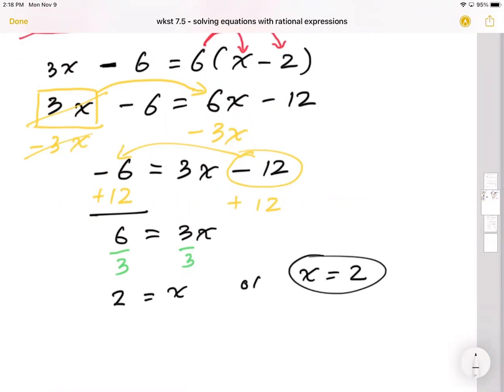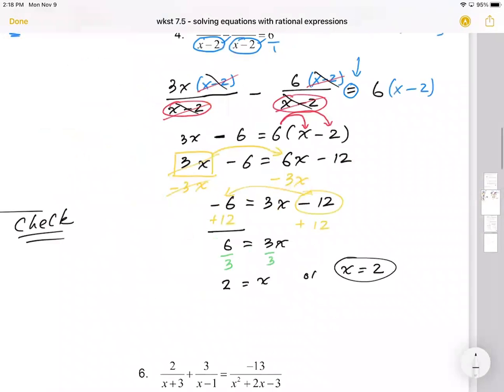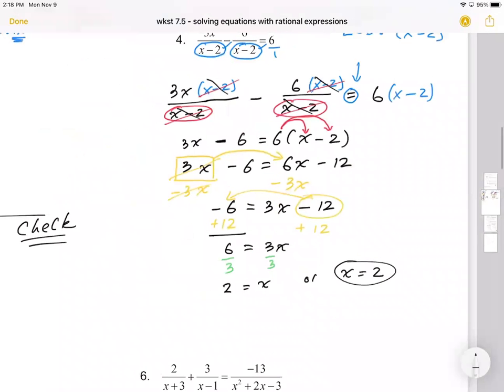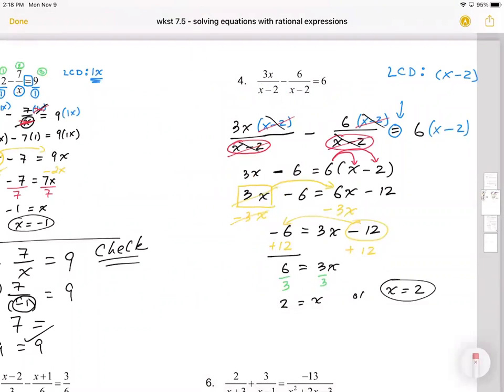Doesn't matter how you write it. This is what your answer is. Your x can only be 2. Okay. And again, if you are in doubt, if you want to check, so x is equal to 2, right?